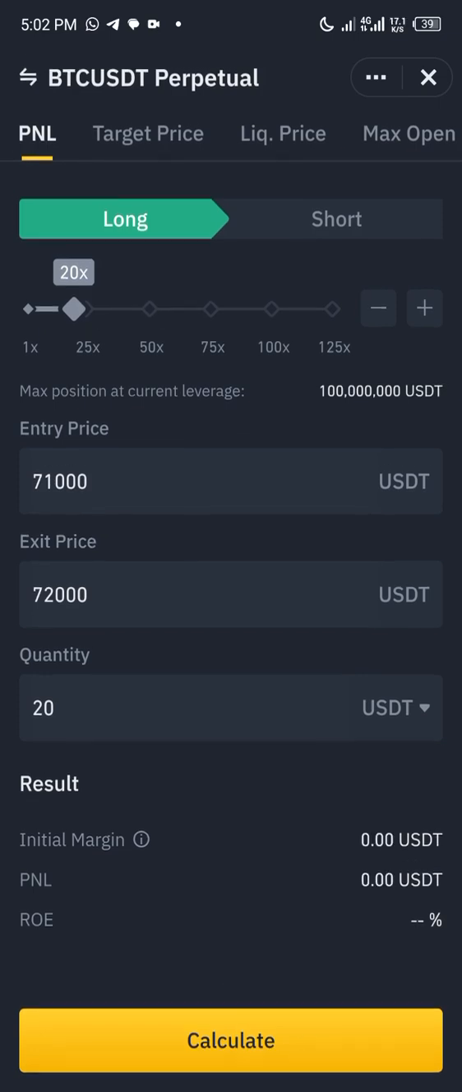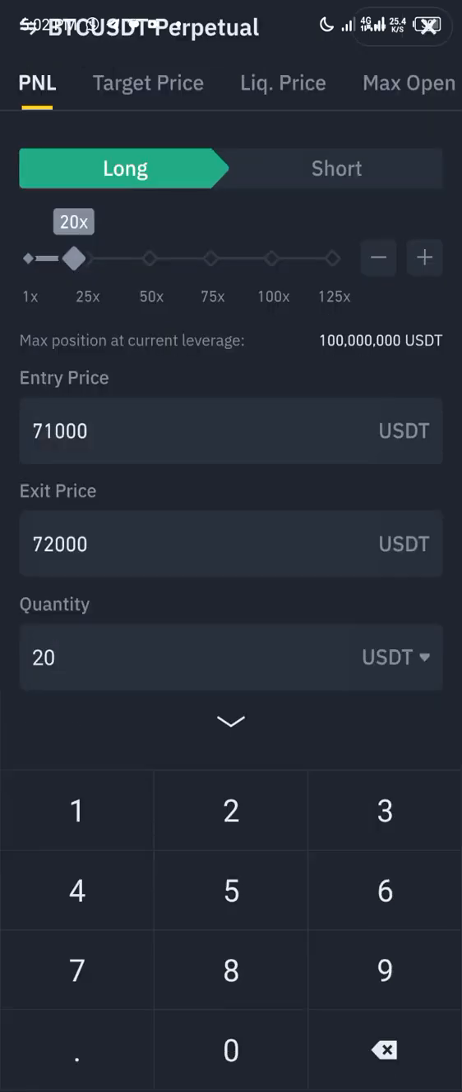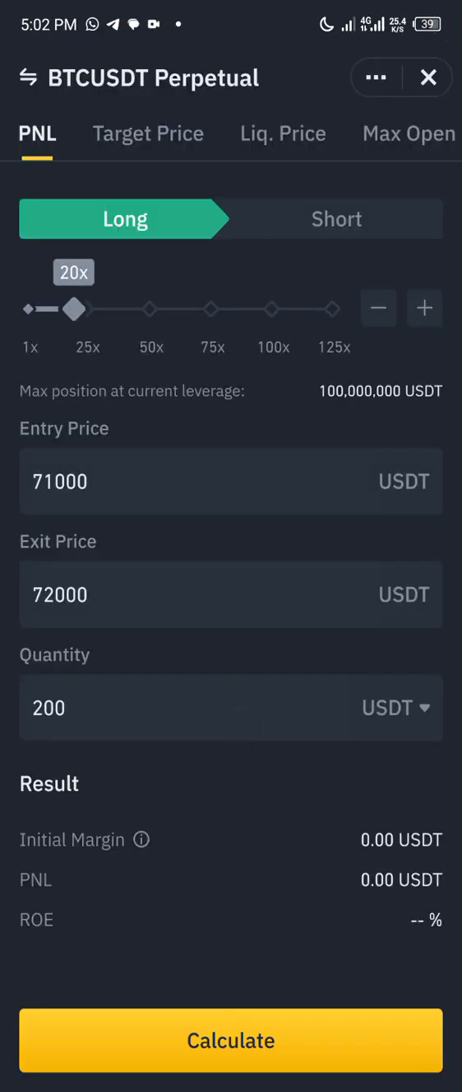So this is not actually showing me anything. That amount is too small. Let's say I want to go to the market using 200 USDT. Then I'll click on calculate. So it has given me the result now.